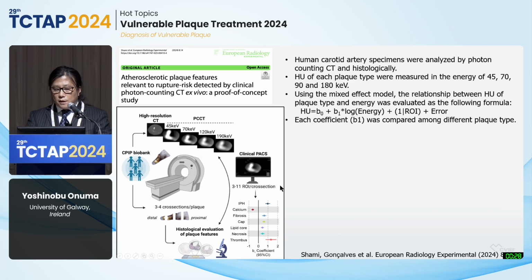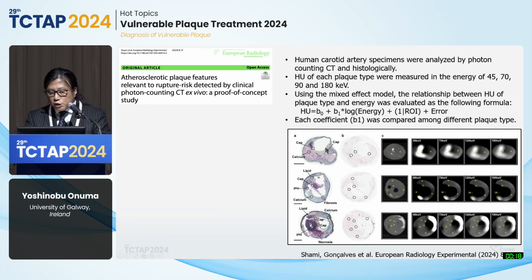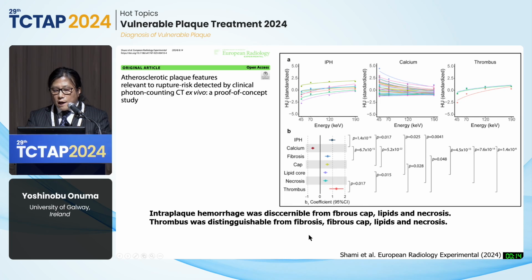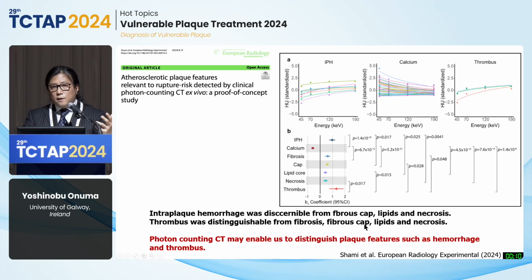And recently, the group of Goncalves showed that using photon counting CT on the carotid artery, they could somewhat differentiate the hemorrhage and the thrombus from the other types of tissues, so that can also potentially improve the prediction of CT and characterizing the vulnerable plaque.